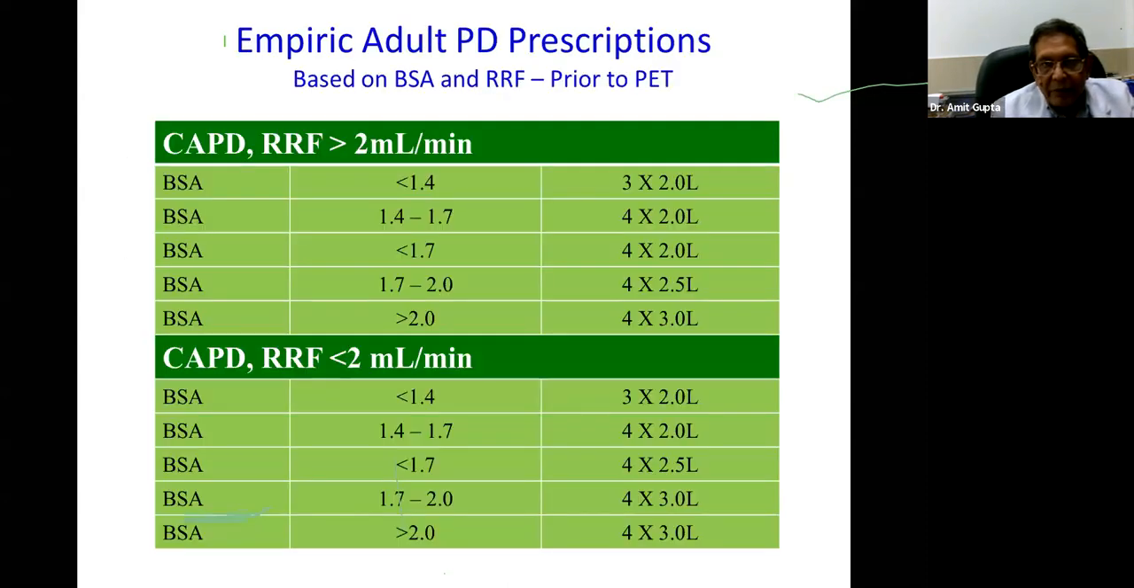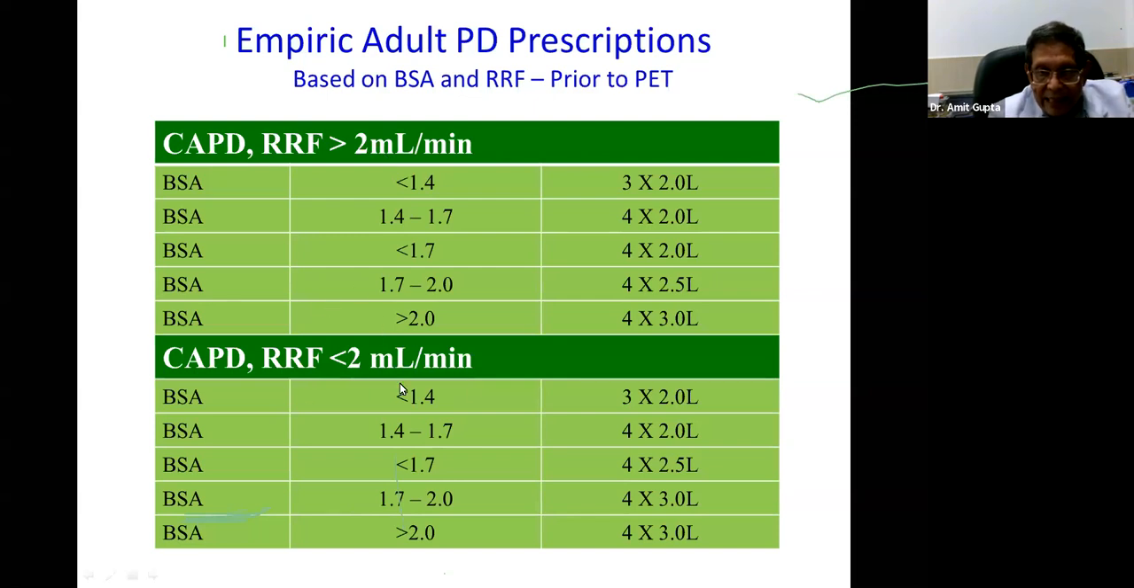Again, these are some of the empiric prescriptions in adults based on the body surface area and the residual renal function prior to the PET, or peritoneal equilibration test. So if your residual renal function is greater than 2 ml per minute and your body surface area is less than 1.4, you can do three exchanges of 2 liters each. But if on the other hand you are a large built patient, with a body surface area in excess of 2, then you'll have to do maybe 4 exchanges of 3 liter volumes. This is provided his residual renal function is more than 2 ml per minute.